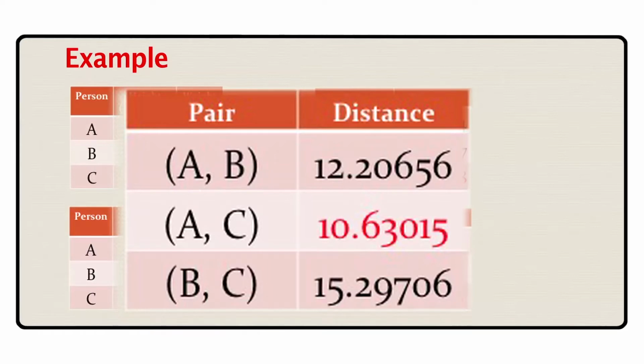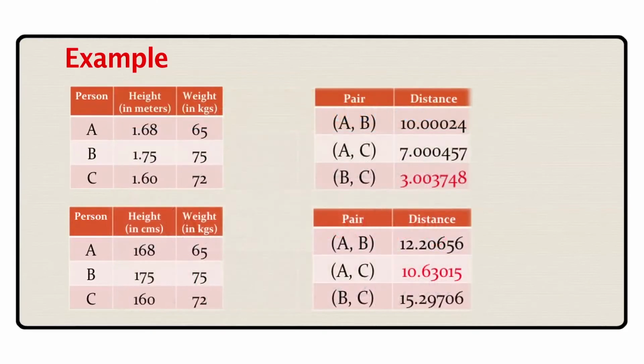So you see, we have a difference in the clustering of the groups, in this case the 3 individuals. So which of the two is correct? There is no hard and fast rule, but we should be aware that just changing the scale from meters to centimeters changes the pattern of grouping. Why does this happen? Primarily because if you look at the first group in meters, these values are very small, 1.68, 1.75, 1.60, as compared to the weight values, which are 65, 75, 72.